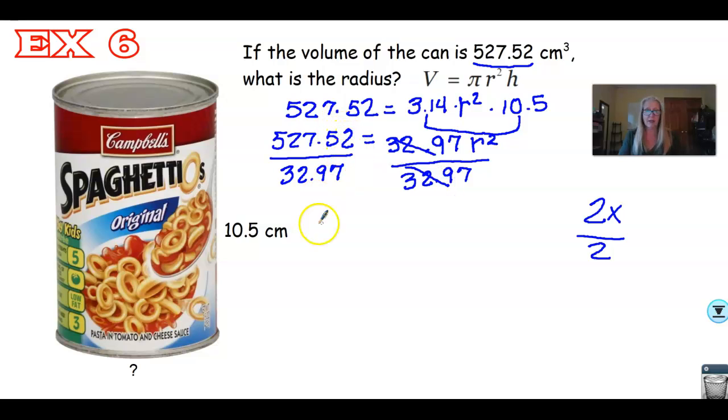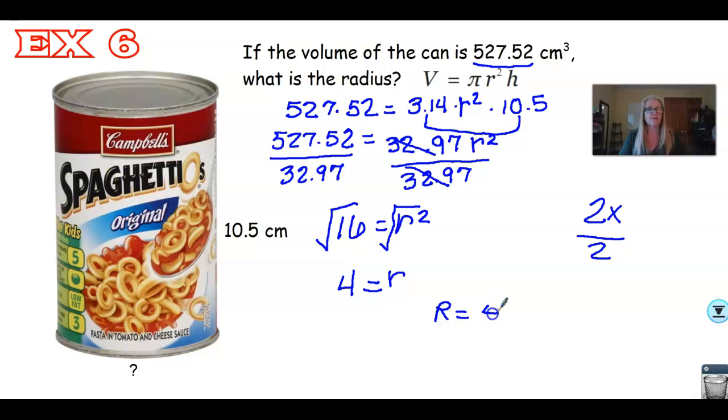And actually, ironically, these two, 527.52 and 32.97, if you divide those, you get 16 equals r squared. Now, 16 is not the radius. 16 is the radius times itself. So just like with the Pythagorean theorem, we need to take the square root of both sides. The square root of 16 is 4. And the square root of r squared is r. So to answer the question, the radius of the can is 4.